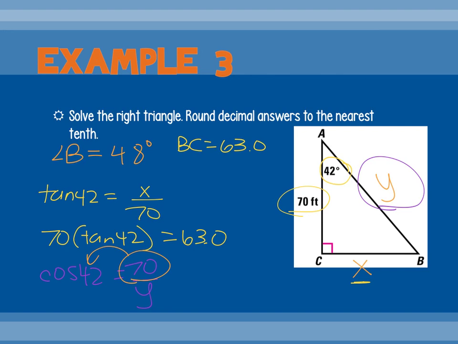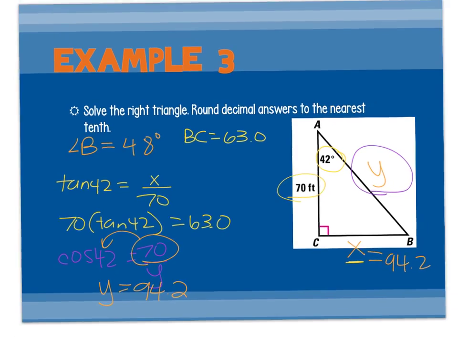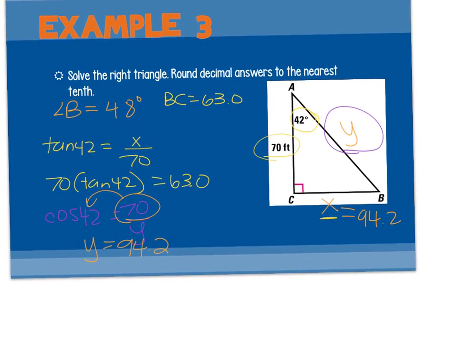How do you use 42 in that? I always stick with what they originally gave me. But what about, you can't use 70? Well, the angle, you have to have the angle with the trig function. So the angle always goes with the function, and then the sides go on the opposite side. So y equals 94.2.